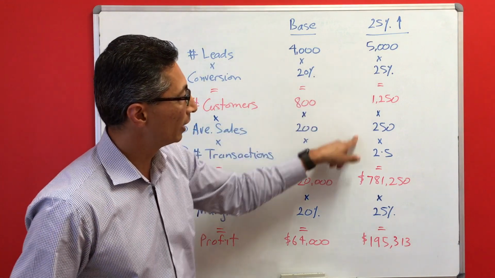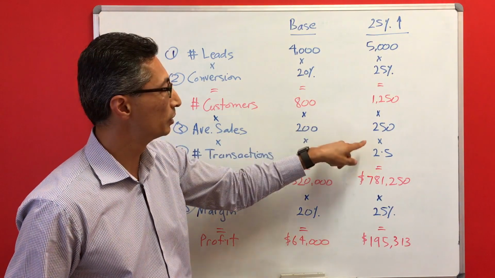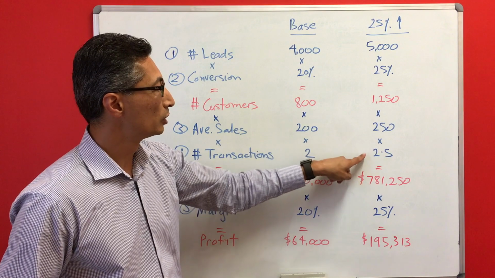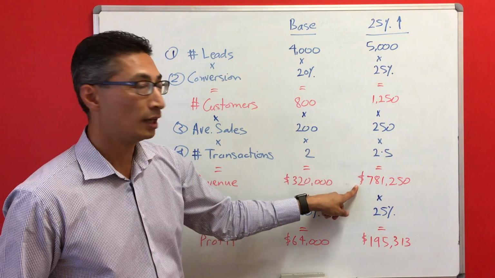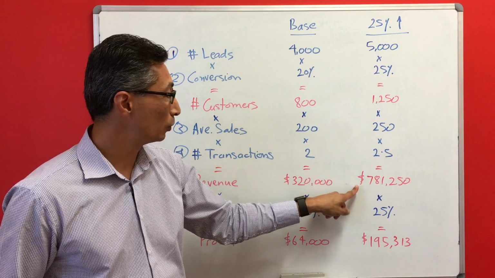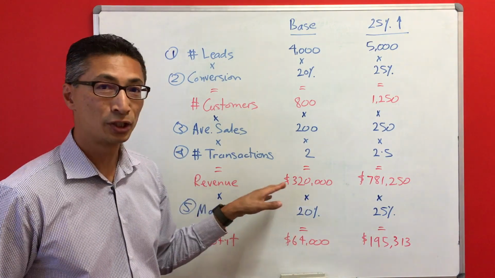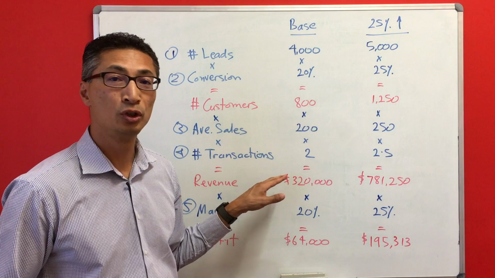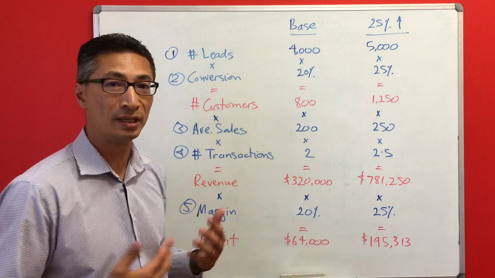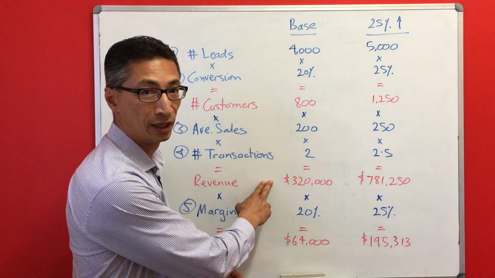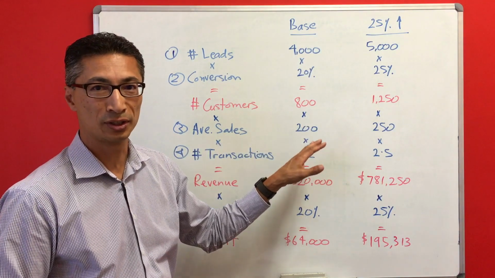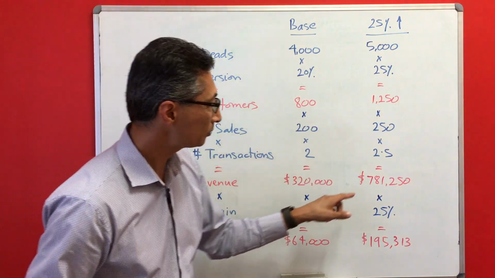Now, if we multiply that out, 1,250 customers times $250 times 2.5 times, we get a sales or revenue figure of $781,000. That's actually about 2.4 times, so it's more than double the sales of where we started. You can check all these figures yourself and do the sums.